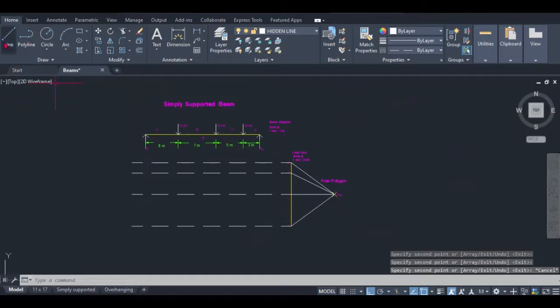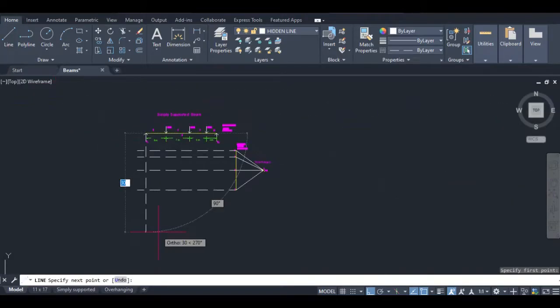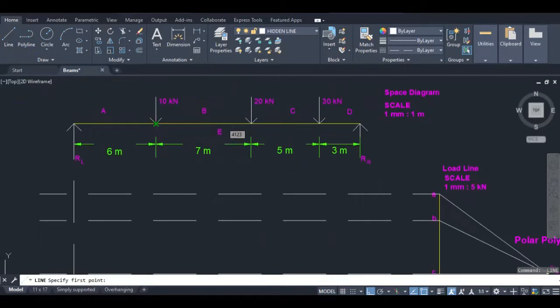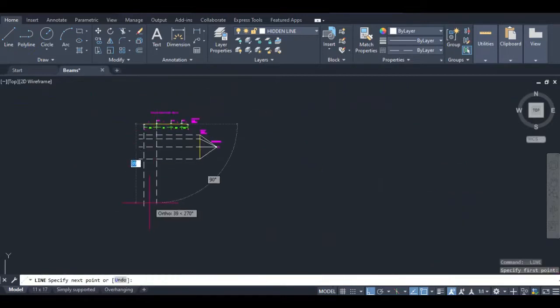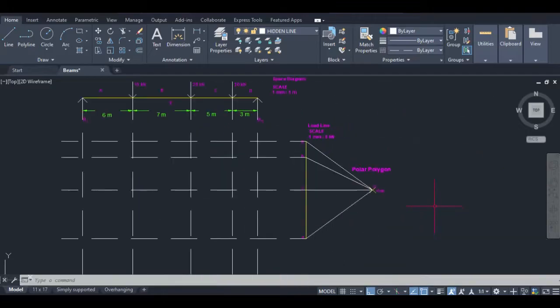Now that we have these, we're going to be drawing now vertical lines from the point where each load acts along the beam. So whether it's the reaction or the action loads, whether they're going up or down, you draw a line from there. Awesome. So we're getting there.